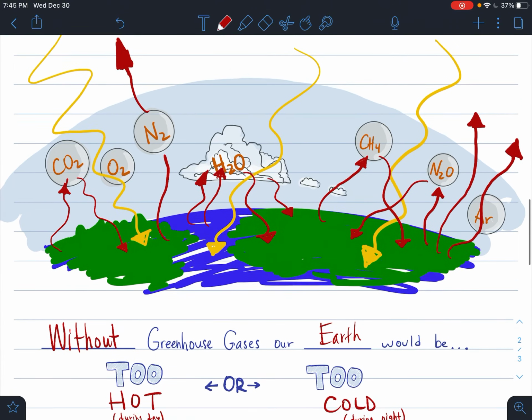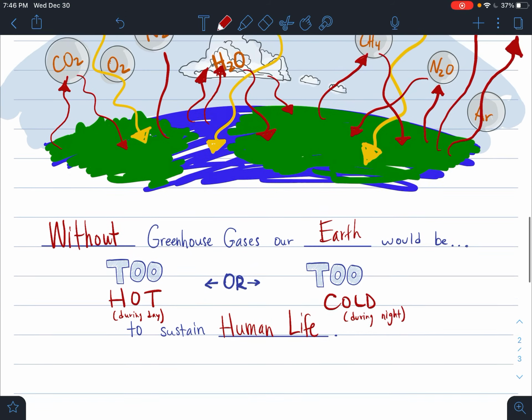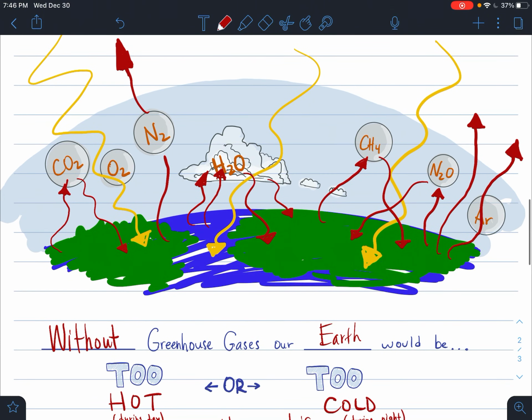It's basically like a blanket. And without the greenhouse gases on Earth, it would either be too hot during the day or too cold during the night to sustain human life. There might be other life that could form. I don't know. We don't know that. But at least for humans, we would be pretty screwed if we didn't have a greenhouse effect here on Earth. So it is a very important thing that allows our Earth to be habitable.